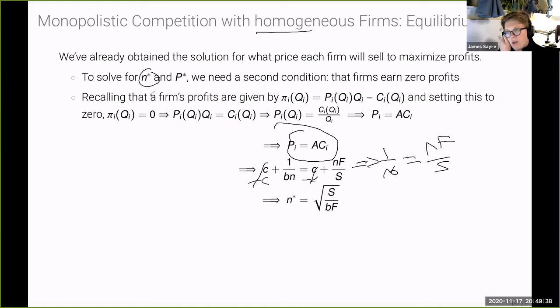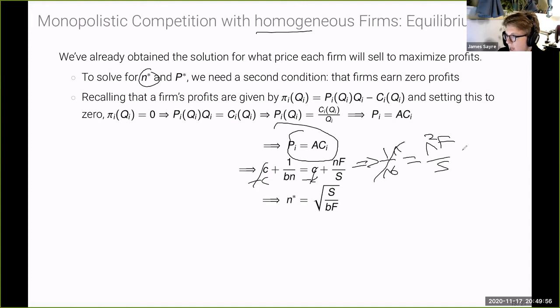Again, what we need to solve for here is the equilibrium number of firms. So we need to solve for N by itself. What's the way to do this? I'm just going to multiply both sides by N.